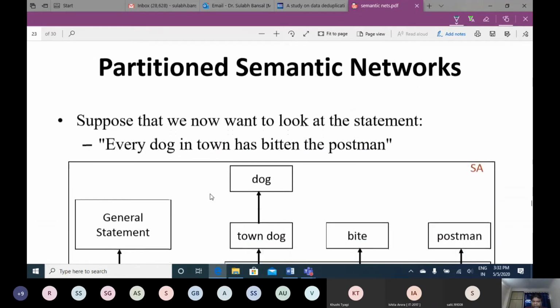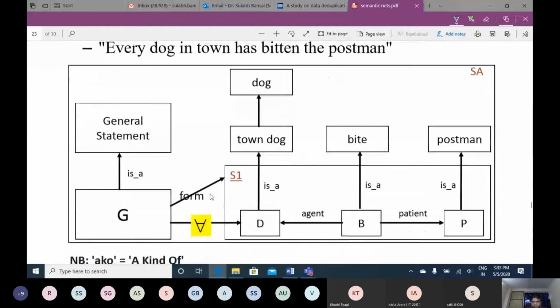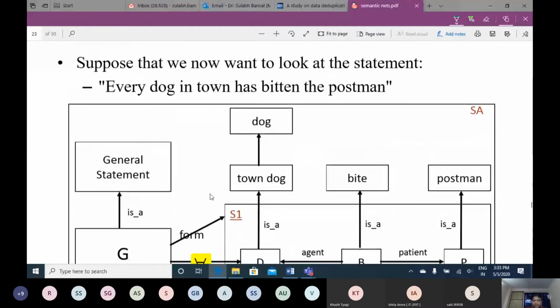Every dog in town has bitten the postman. So now we have changed this. The same partition is still the same, but we have added that this dog is a town dog, and every dog in the town has bitten a postman. We are not talking about dogs which are not in town.